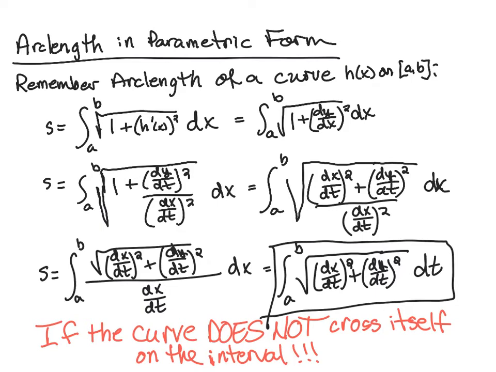Make sure that on the interval a to b the curve does not cross itself. When we're using these parametric equations, we're going to get all kinds of curlicues and loop-de-loops and flowers and things like that. So we have to make sure that the curve doesn't cross itself on this interval to get the arc length.